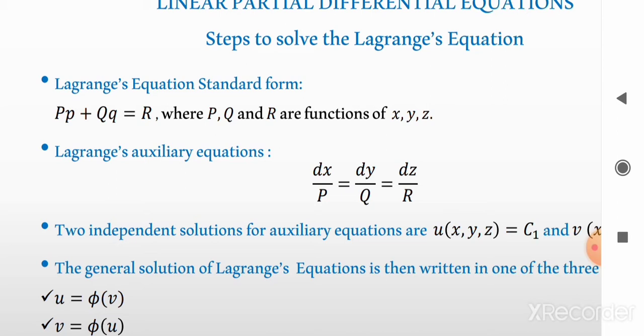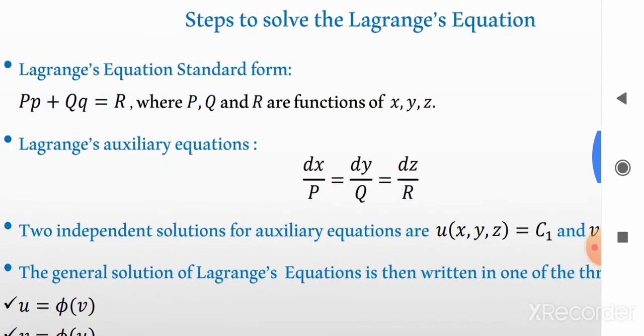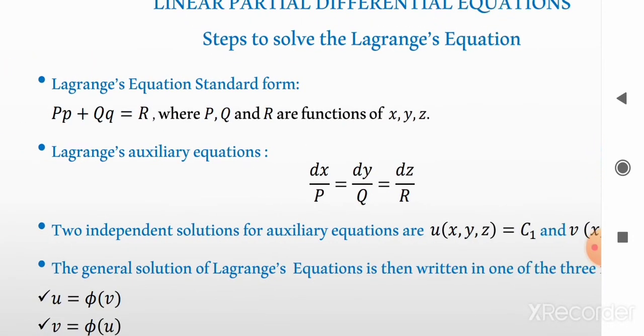The form of Lagrange's equation is Pp plus Qq is equal to R, where capital P, Q and R are functions of x, y and z. Here small p and q are the partial derivatives. First we have to check whether the given equation is of the standard form. If it is not in the standard form, then we have to change it to the standard form. The standard form is Pp plus Qq is equal to R.